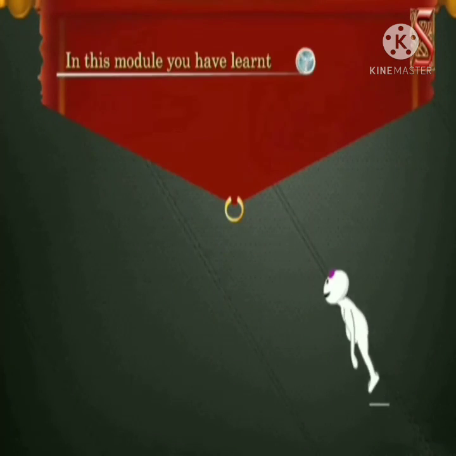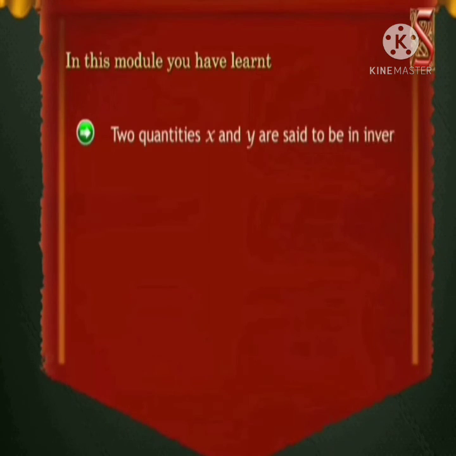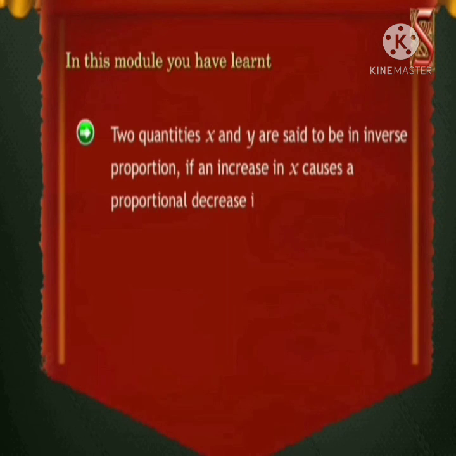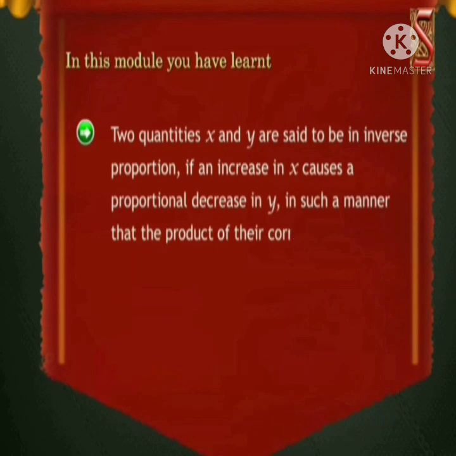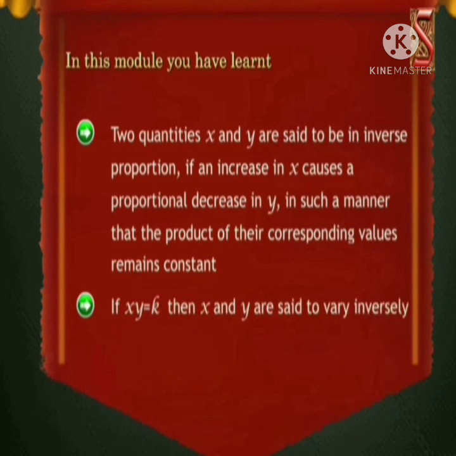So, in this module, we have learned two quantities x and y are said to be in inverse proportion if an increase in x causes a proportional decrease in y in such a manner that the product of their corresponding values remains constant. If xy is equal to k, then x and y are said to vary inversely.